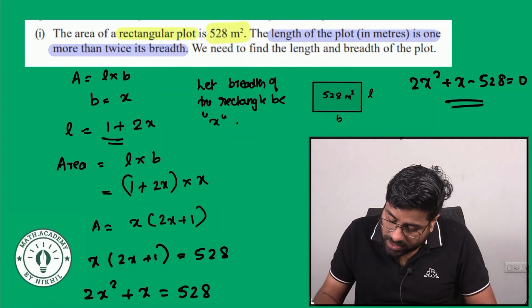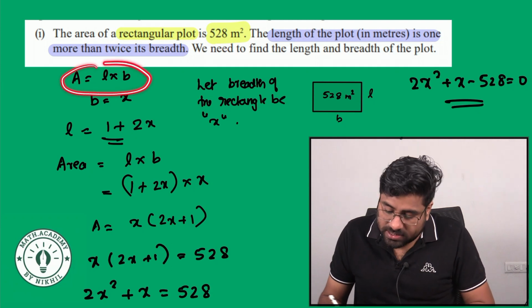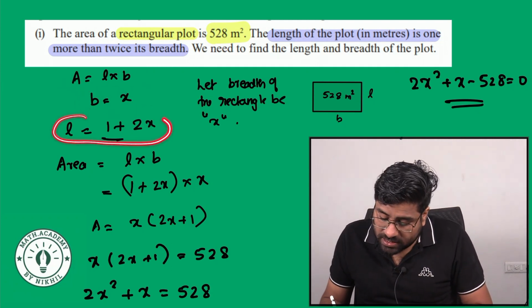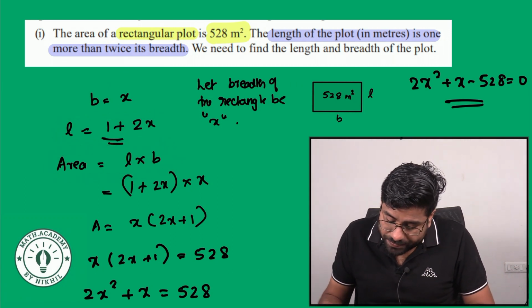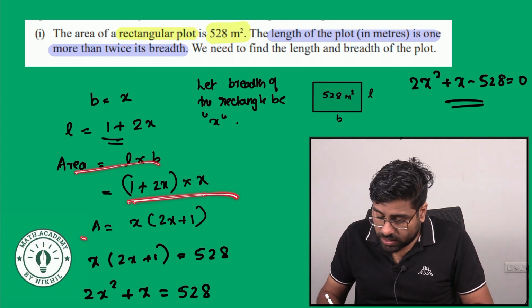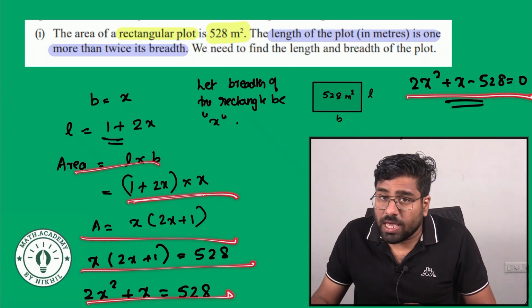Then I'll start writing: let the breadth of the rectangle be called x. Then I'll write area is equal to length into breadth, and when I say b is equal to x, then l is equal to 1 plus 2x. Then area is equal to length into breadth, which is giving this equation. So I'll write this equation again, then the next step, then the next step, and I'll end up with my final answer.